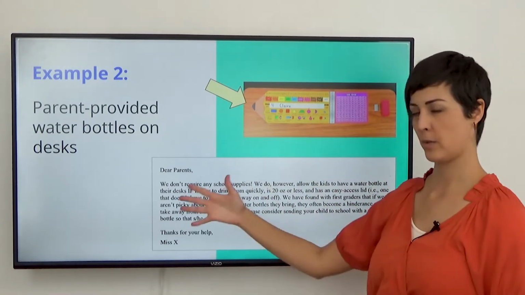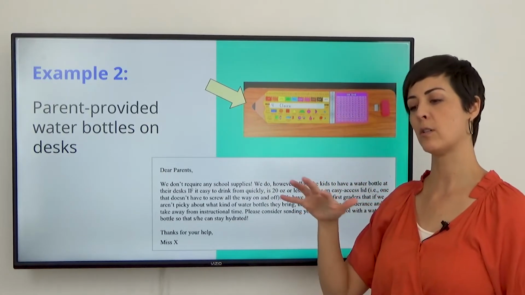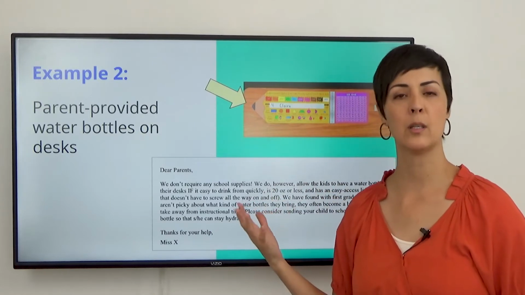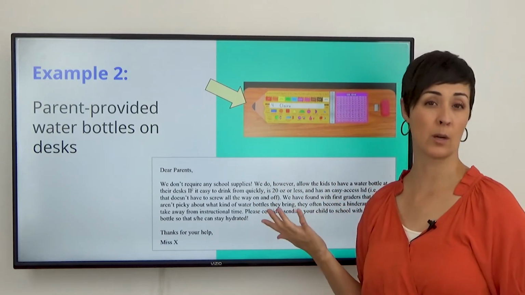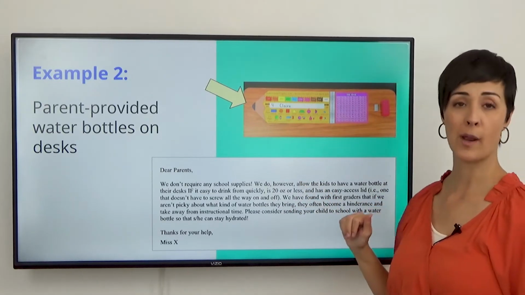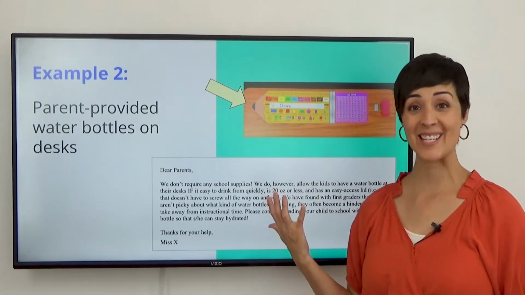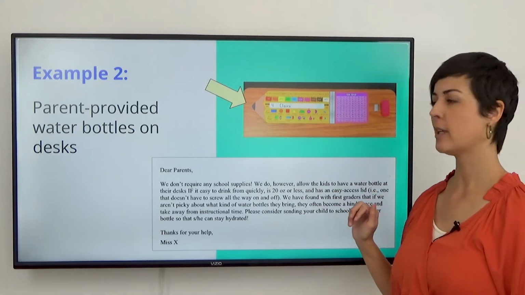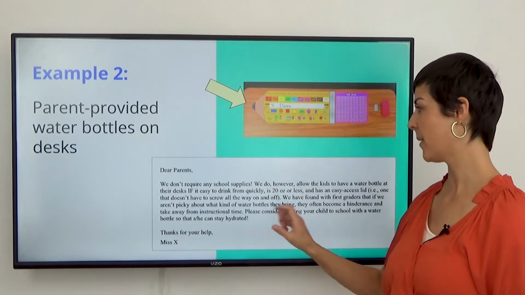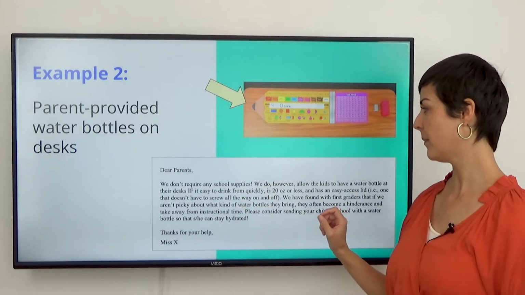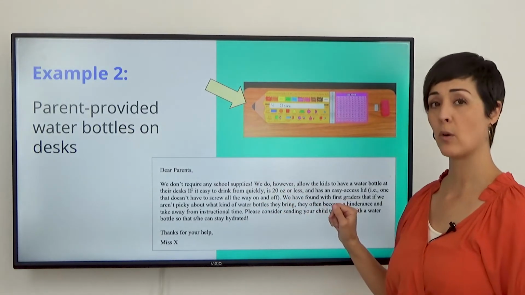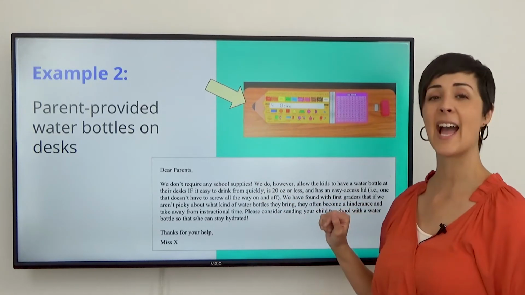However, I want to read the note that she wrote to you, because she said to me that her team took an entire year of doing it wrong and inefficiently before they realized what it is they wanted to make water bottles work for them. So can I just read this to you? They wrote, "Dear parents, we don't require any school supplies!" Exclamation point. "We do, however, allow the kids to have a water bottle at their desks if, and here's the contingency, right? If it's easy to drink from quickly, if it's 20 ounces or less, and has an easy access lid."